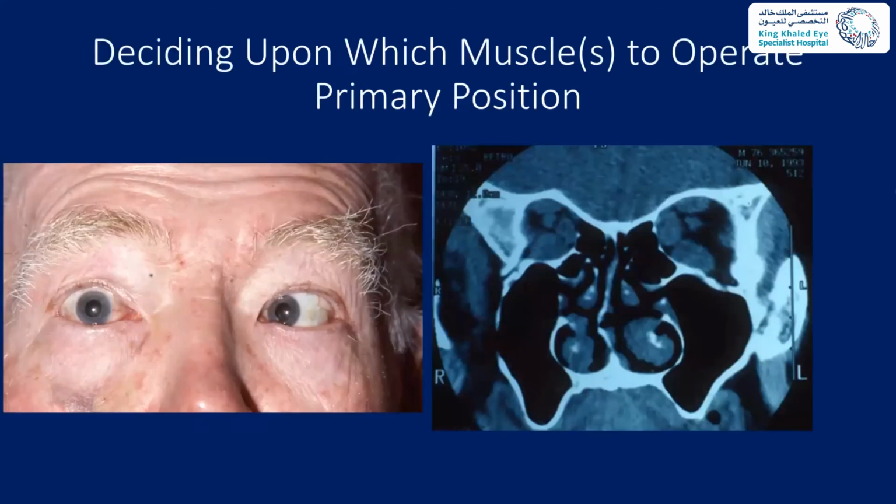Well, how do you decide which muscle to operate upon? First, you want to look at the eye position in the primary position. If you have a scan, that helps, as we do in this case, but it's not always necessary. This case suggests a tight left medial rectus muscle. And so what you see on the scan of the same patient on the right is a large left medial rectus muscle. So I'd recess that first.